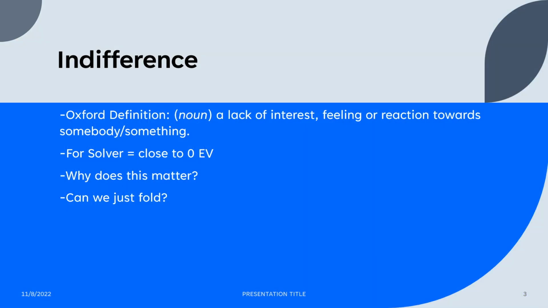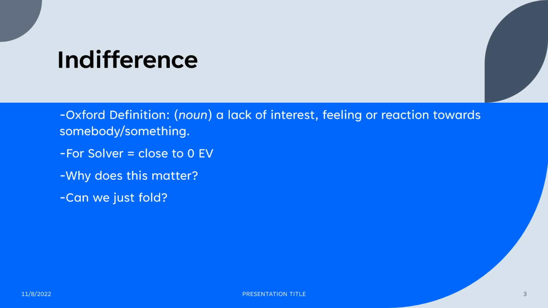Indifference. So the Oxford English definition is, just to quickly lay it out, it's a noun. It means the lack of interest, feeling, or reaction towards somebody or something. Meaning, you just don't care.